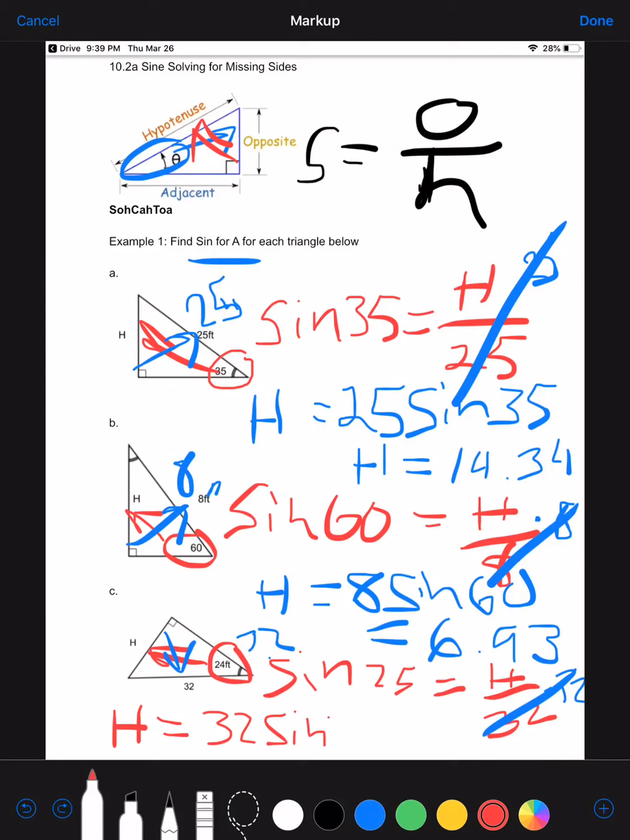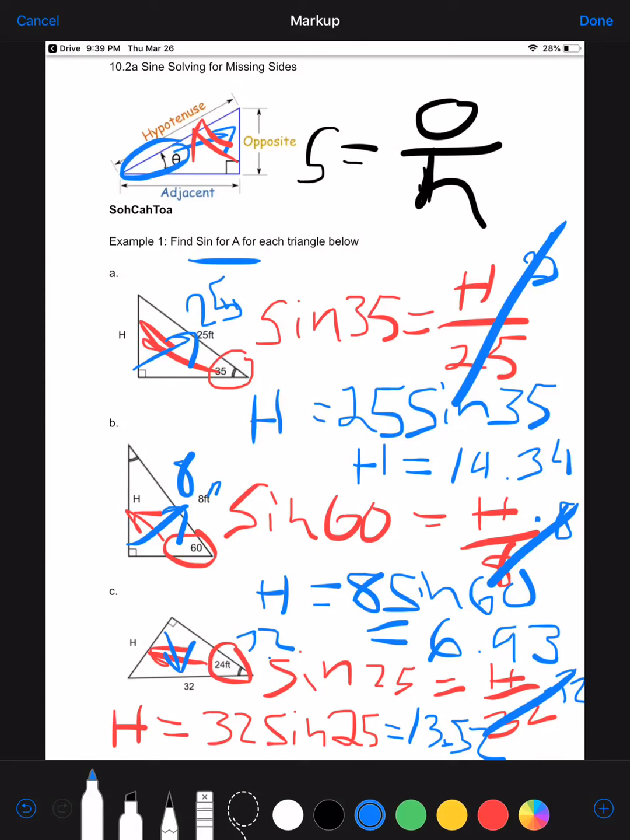That looks like a 75. Let's fix that, 25. I'm going to put that in our calculator. 32 sine 25. And our answer is going to be 13.52. Okay, so that's all you gotta do.